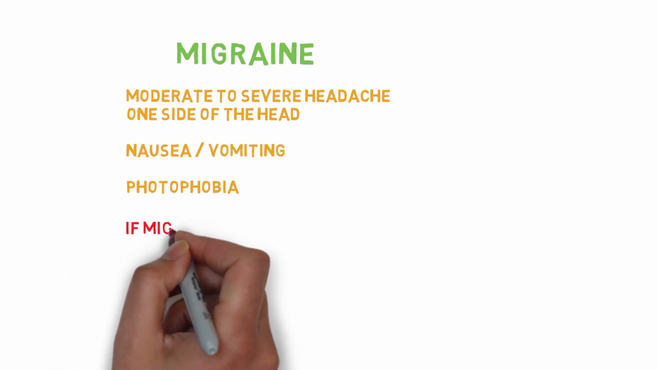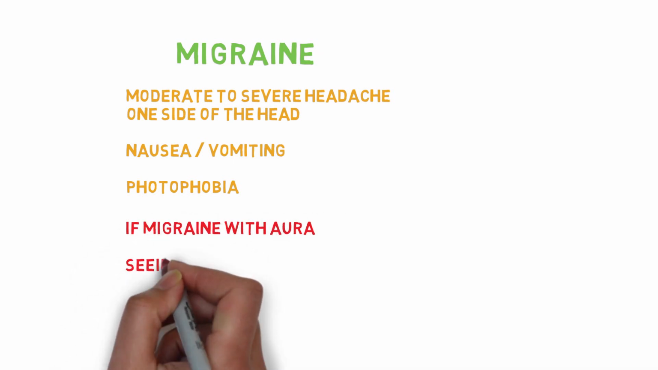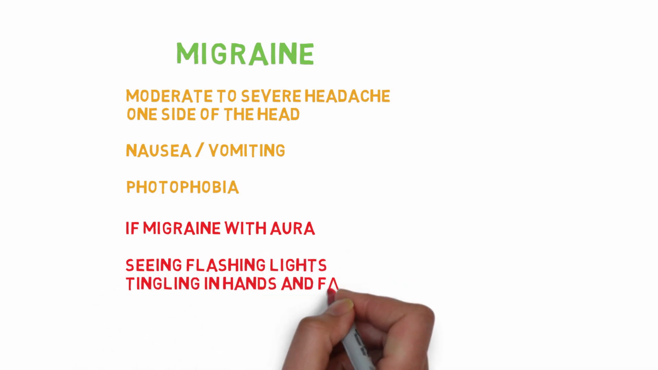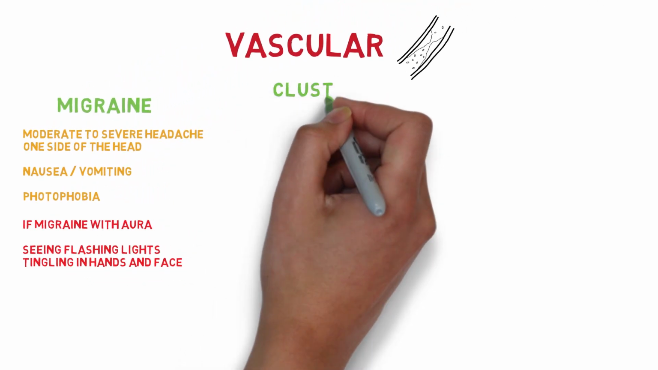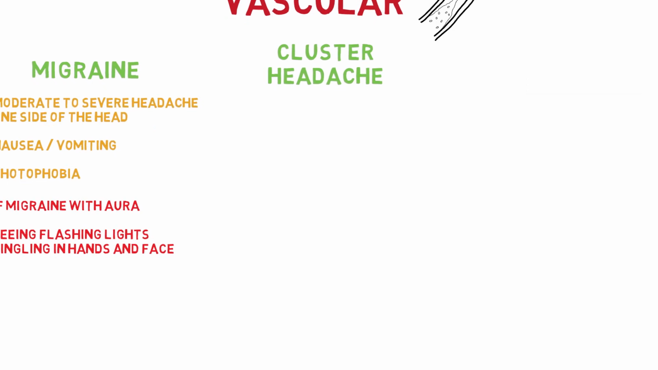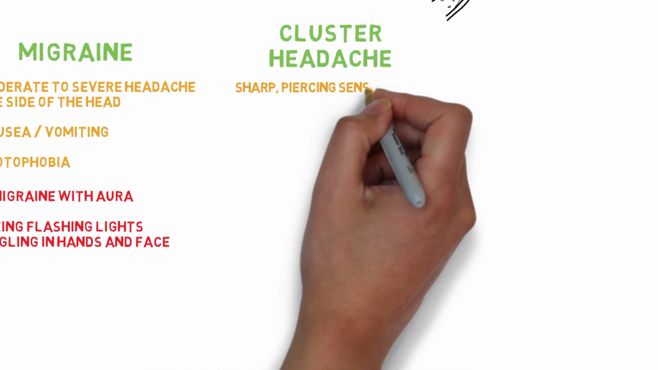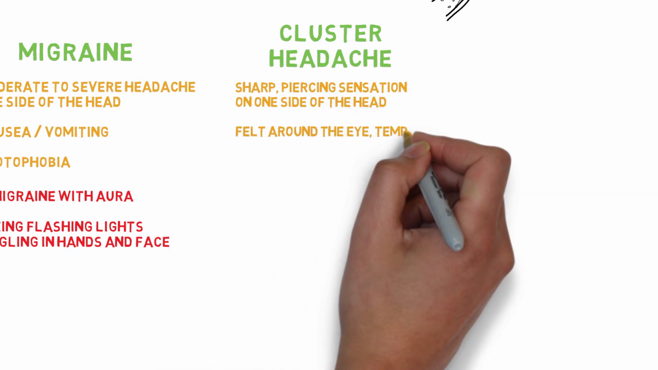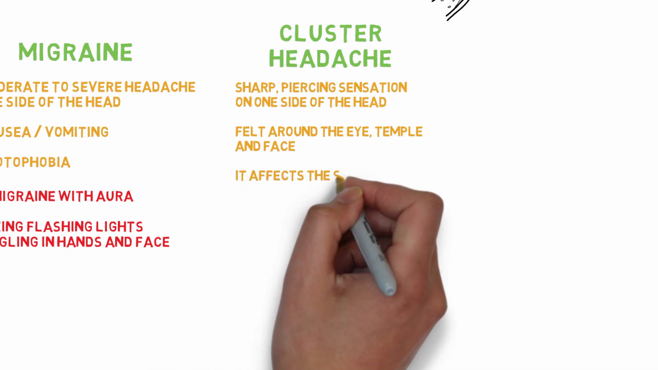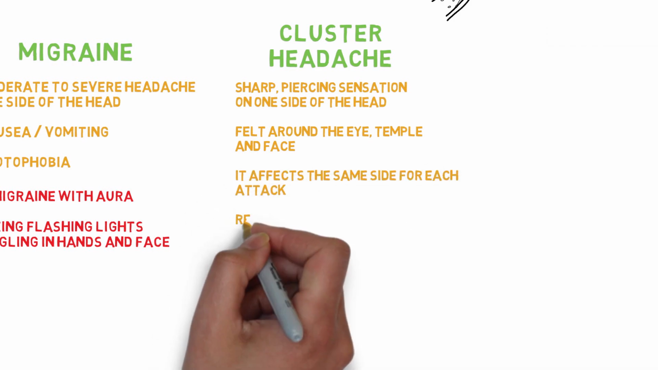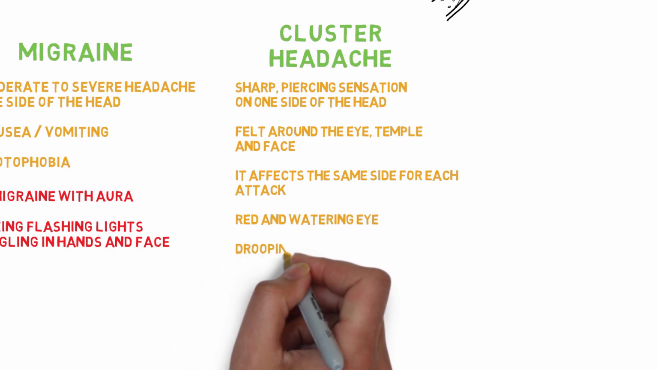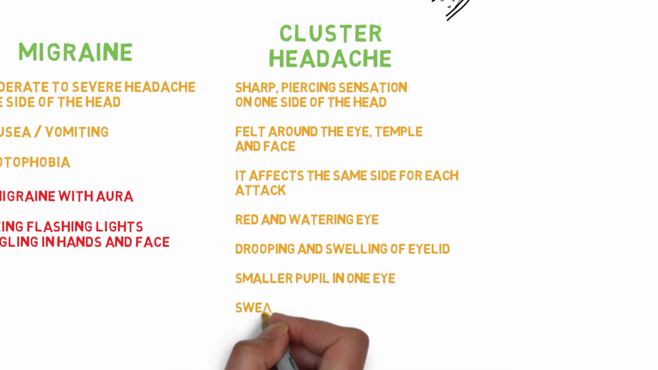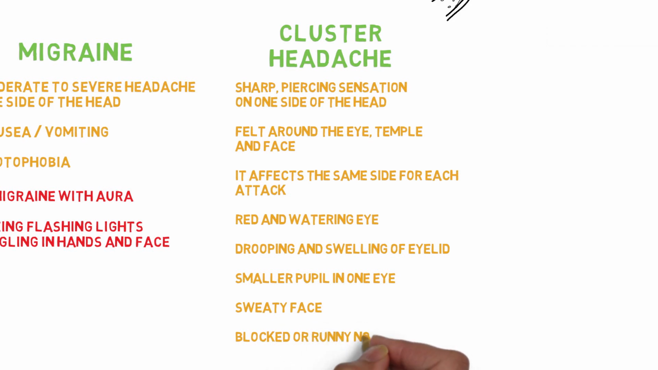If it's migraine with aura, then it includes symptoms such as seeing flashing lights, tingling in hands and face. Symptoms of cluster headache are sharp or piercing sensation on one side of the head, which is felt around the eye, temple and face. It affects the same side for each attack. Red and watering eye, drooping and swelling of eyelid, smaller pupil in one eye, sweaty face, blocked or runny nostril.